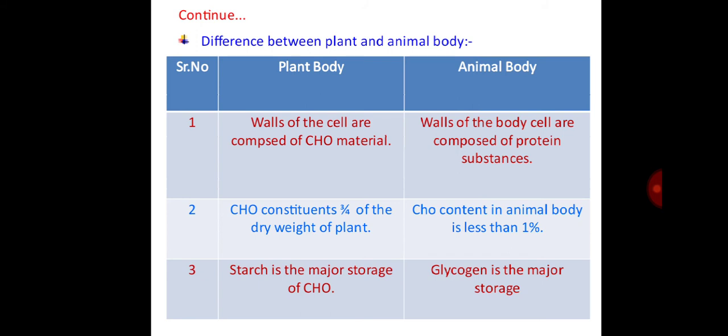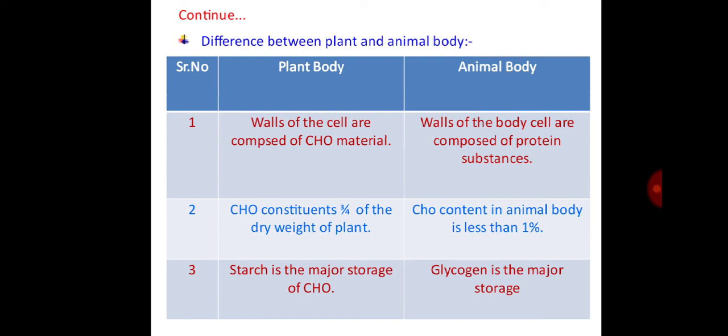Differences between plant and animal body: in the plant body, walls of the cell are composed of carbohydrate material, while in the animal body, walls of the body cell are composed of protein substances. In the plant body, carbohydrate constitutes 3/4 of the dry weight of the plant. In the animal body, carbohydrate content is less than 1%.